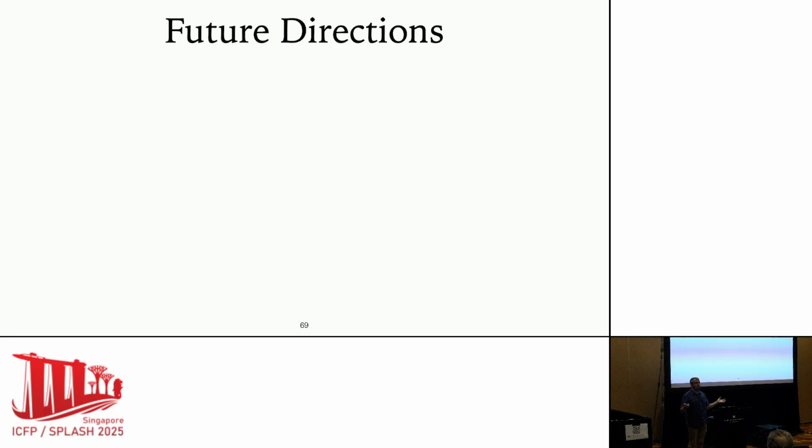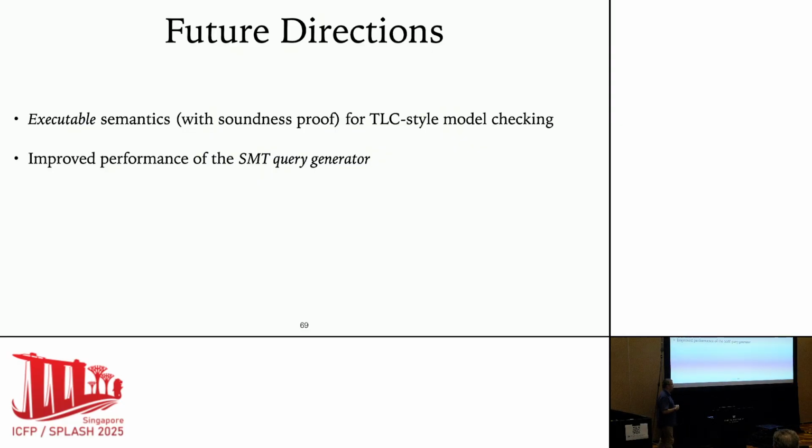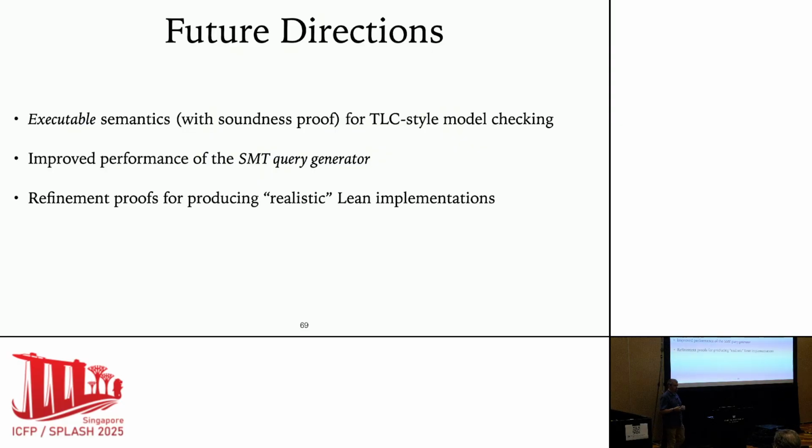Okay, so with that, I'm approaching the conclusion. We have lots of things to do. We are very close to having a full-blown TLC-style model checker, where you not only can symbolically verify, but you can actually run things and do all these TLA+ puzzles. We are looking at better generation of SMT queries to speed up the symbolic part. And in the long term, we're also thinking about doing IronFleet-style proofs between the Veil models and a more realistic implementation in Lean that you can deploy and run.